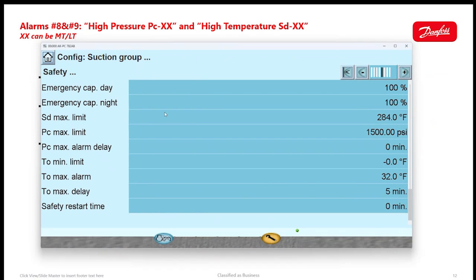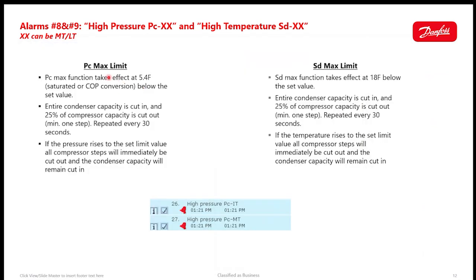So back on our alarming configuration for the medium temp suction group, you can see the numbers that we have in for high discharge temperature and pressure, 284 and 1500 PSI. So for the PC, the pressure max limit, if you use something like our Danfoss refrigerant tool to convert from pressures to temperatures, yes, we're above our saturated value when we're at 1500 PSI, but we can do a COP conversion in that app that gives us a value that we can expect the pack controller to be looking for when we're 5.4 below at 1500.